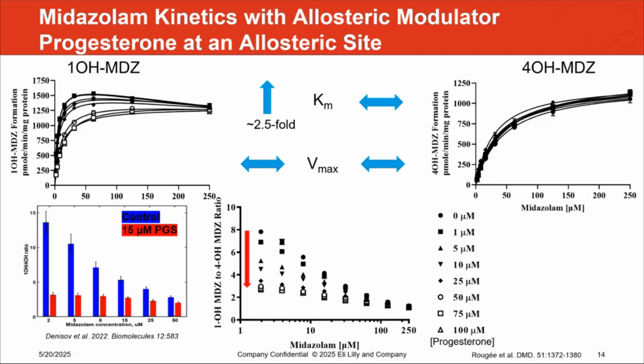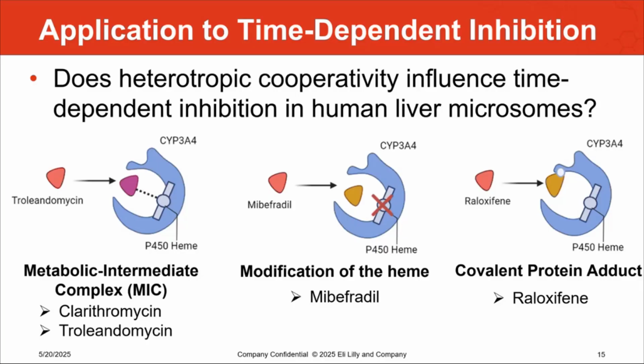And so now that we've shown that allosteric modulation can alter the kinetics, we ask the question, well, what happens if you apply this then to time-dependent inhibition? Can heterotropic cooperativity influence time-dependent inhibition in human liver microsomes? Where we're not interacting inside the active site, but actually altering the catalytic function of CYP3A4 by binding to that allosteric site. And we want to do this with human liver microsomes with mechanism-based inhibitors that we know are mechanism-based inhibitors.